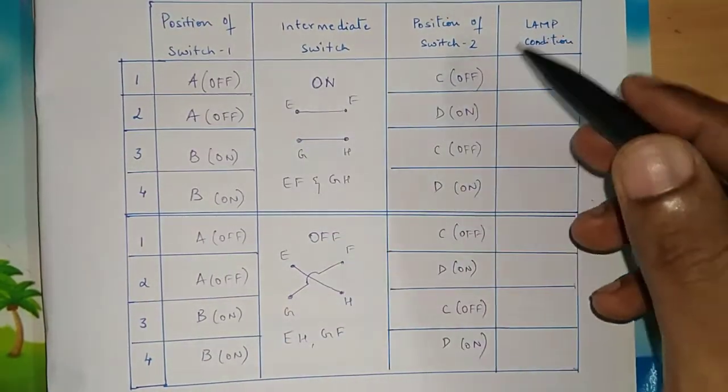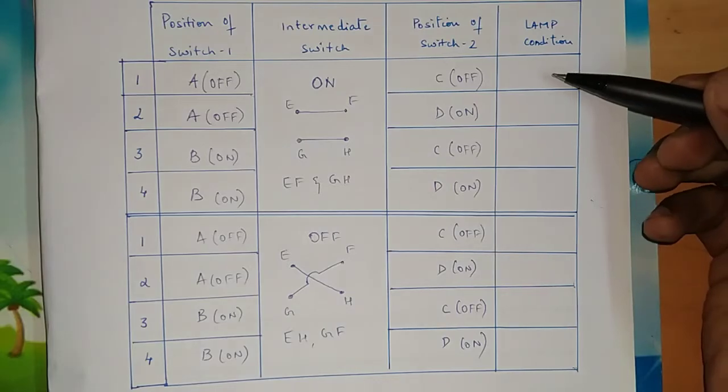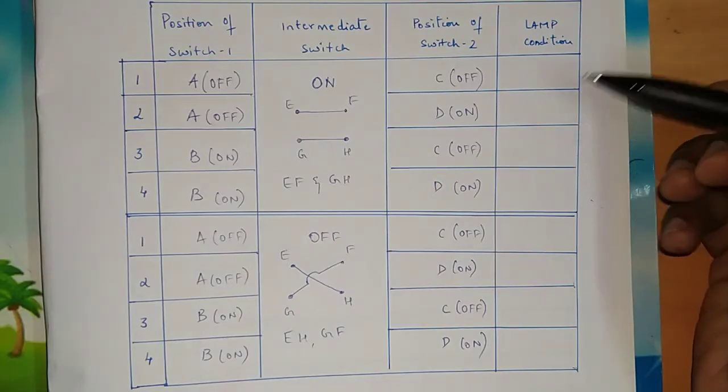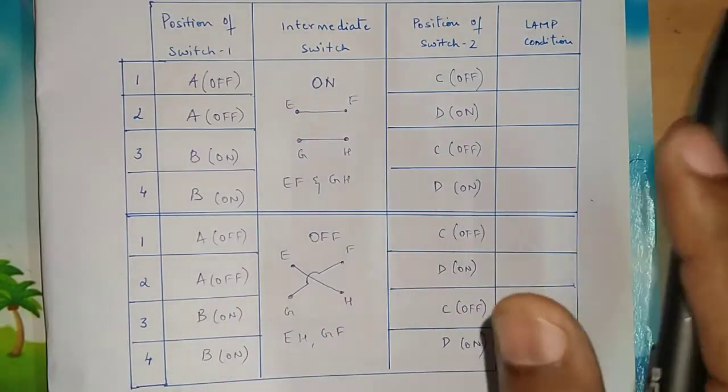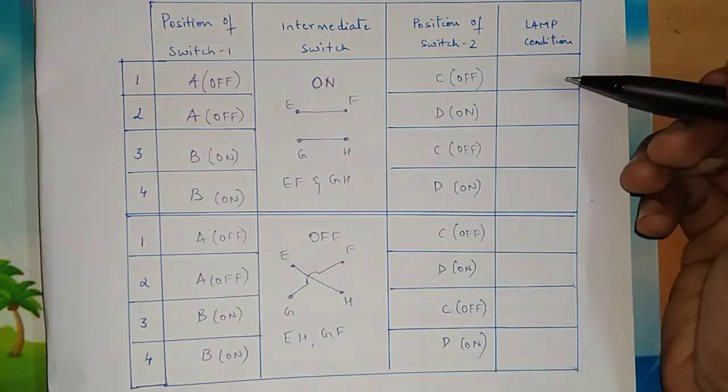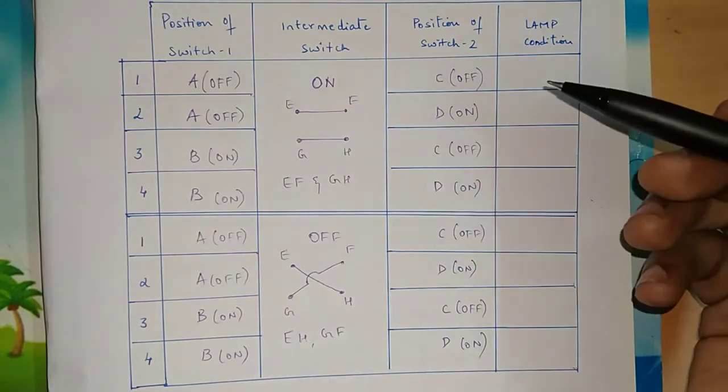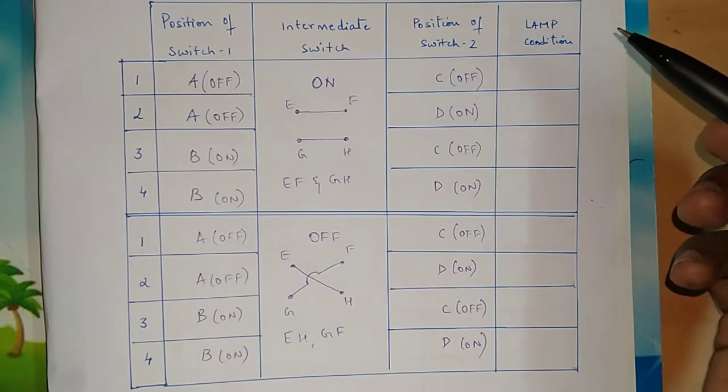Now after completing these 3 columns, I need to find out whether the lamp condition is on or off for each case. So that is about the topic. You are going to find out whether the lamp is on or off. One by one we will check from the circuit diagram. I'll explain how to find out the lamp condition.